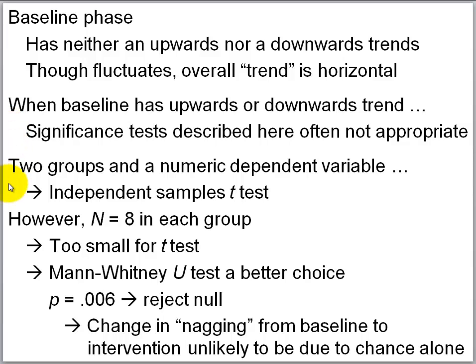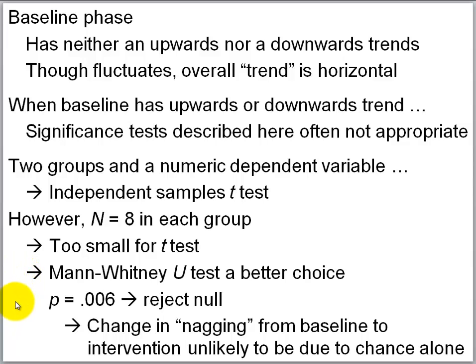Well, what test should we use here? We've got two groups, a baseline group and an intervention group. The baseline phase and the intervention phase, we've got a numeric dependent variable. So this would suggest that an independent samples t-test would be a good alternative. And indeed, an independent samples t-test would be an acceptable alternative. However, the sample size at 8 in each group is awfully small, perhaps too small for a t-test. So given the very small sample size, I might tend towards a Mann-Whitney U-test.